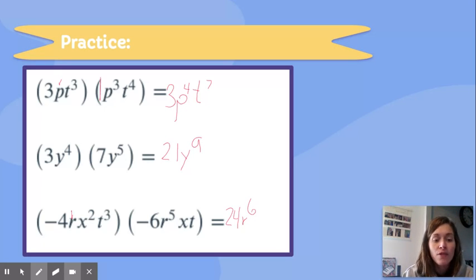And then we move on to the x's. We have 2 x's and 1 x, so altogether 3 x's, or x to the third. And then lastly, we have the t's. So t to the third times t to the first. 3 t's and 1 more t gives us 4 t's, so t to the fourth. Hopefully we did okay on those.